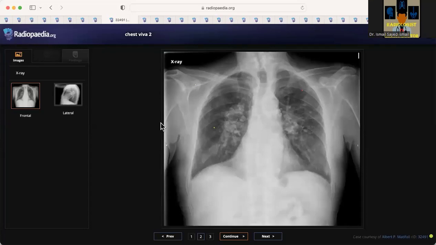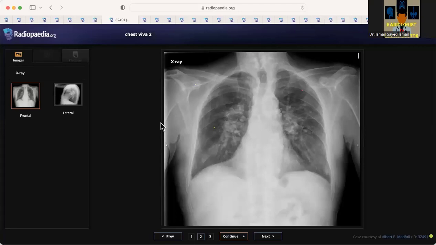The other differential diagnosis could be silicosis. I will convey the findings to the physician, who will require investigation for sarcoidosis like ECE and also a clinical history of previous exposure to silica, and an MDT discussion for further management.